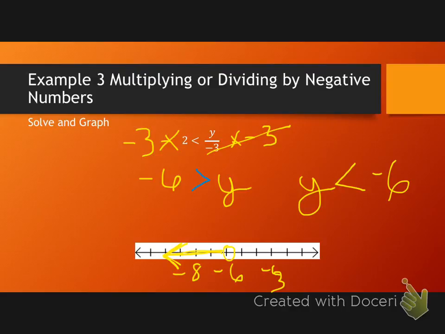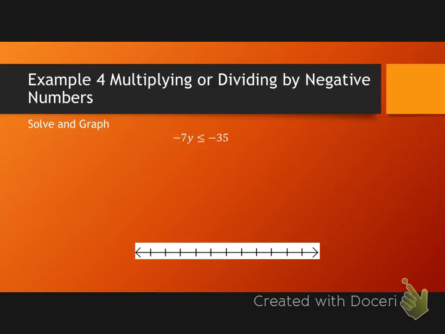Let's try another one here. That was multiplying with a negative. Now we're going to be dividing here by a negative, because remember, no symbol means that it's multiplication. So to do the opposite, I would divide by a negative 7. Whatever I do to one side, do to the other.